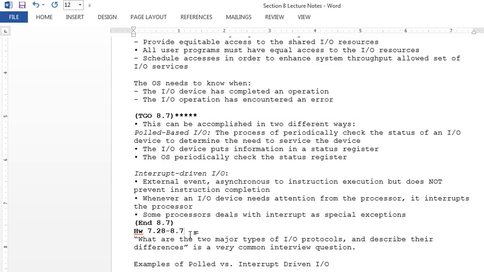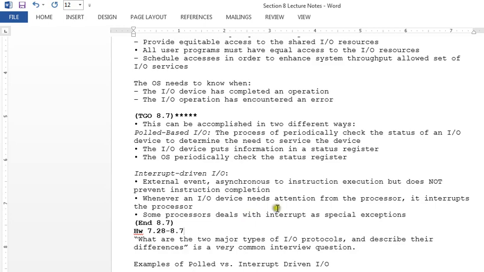Possibly. Okay, so polled I/O is the process of periodically checking the status of an I/O device to determine its need. So that's polling. It's like, do you need the bus? Next clock. Do you need the bus? Next clock. Do you need the bus? And so forth. The I/O device puts information in a status register, and the processor periodically checks the status register. So in the middle of the clock, if I'm already at Aaron, and while I'm at Aaron, Thomas realizes he needs it, he's going to update the status register and say, hey, I have an update. So I'm going to go, hey, do you need the clock? Next clock. Do you need it? And I'll check the status register, and it turns out he does. So that's when I get the information from him and we initiate the handshaking protocol.